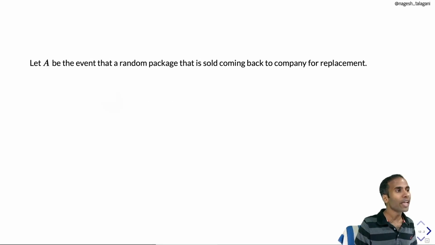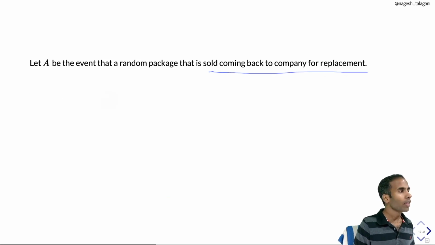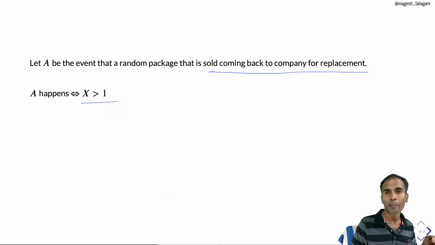Okay. Let A be the event that a random package that is sold comes back to the company for replacement. A happens if and only if X is bigger than 1. That is, the number of defective screws in a package is bigger than 1. Because the company offers a money-back guarantee saying that the package contains at most one defective screw. Right? If it has more than one defective screw, you can send it for replacement, right? So A happens if and only if X is bigger than 1.